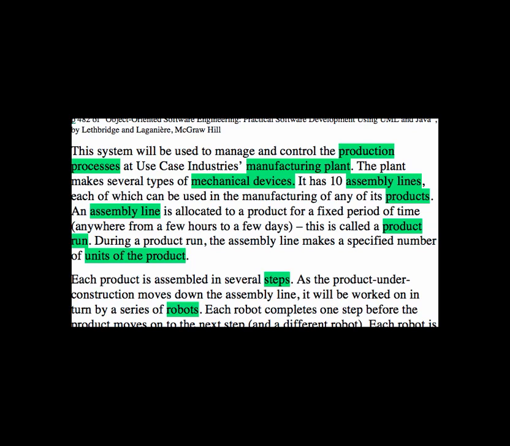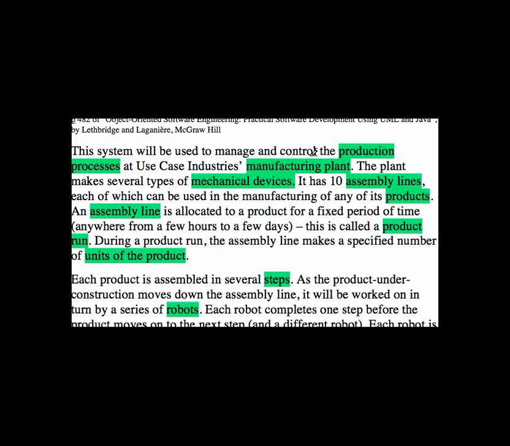Okay, so we're moving back here. I'm going to change colors in Word. I use word highlighting to do this. So what I'm going to look for now is the things which might well be attributes. The system will be used to manage and control the production processes at use case industries manufacturing plant. Now, manage and control are the actions this system's taking, so they're not going to be attributes.